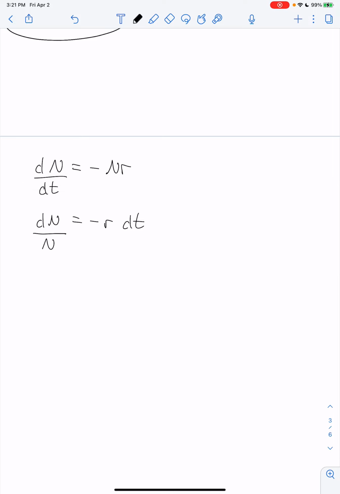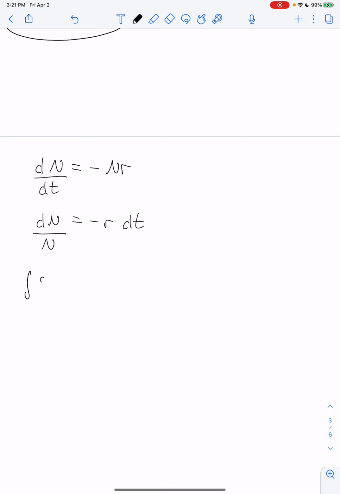So what we're going to do now is integrate both sides, and this will enable us to get an expression for n at any time. And that's going to be a very useful equation. So let's integrate both sides.